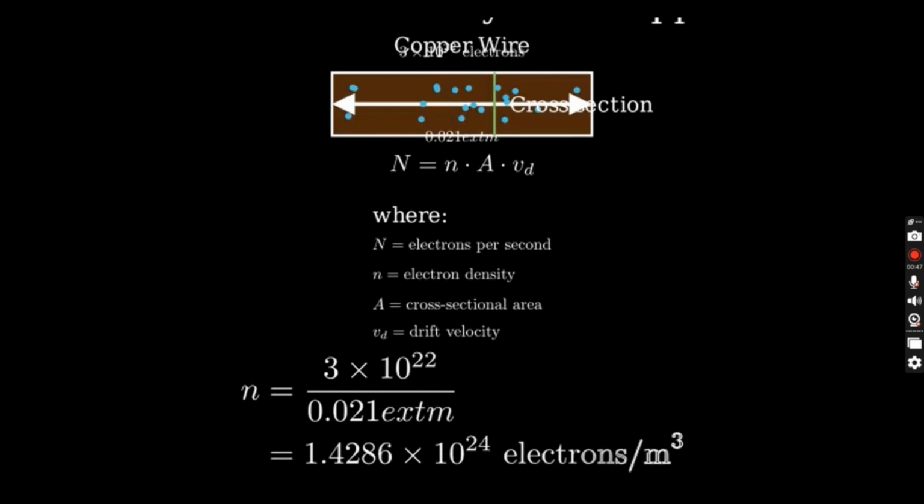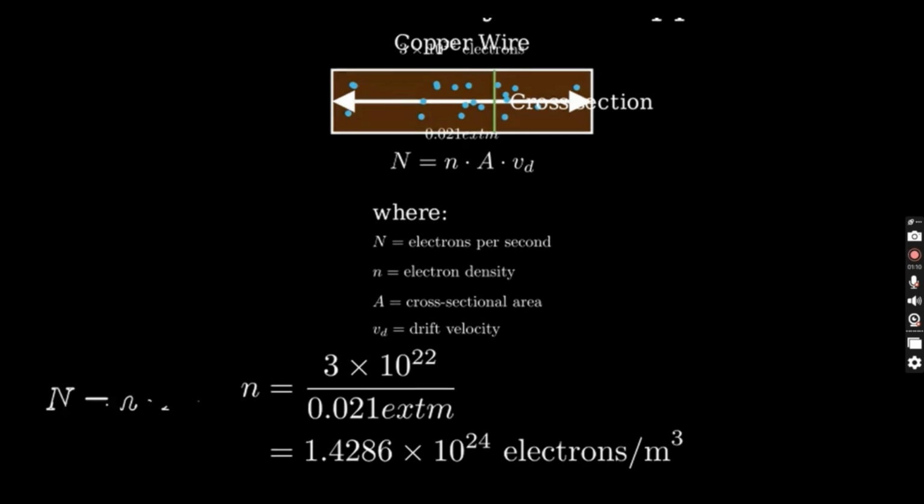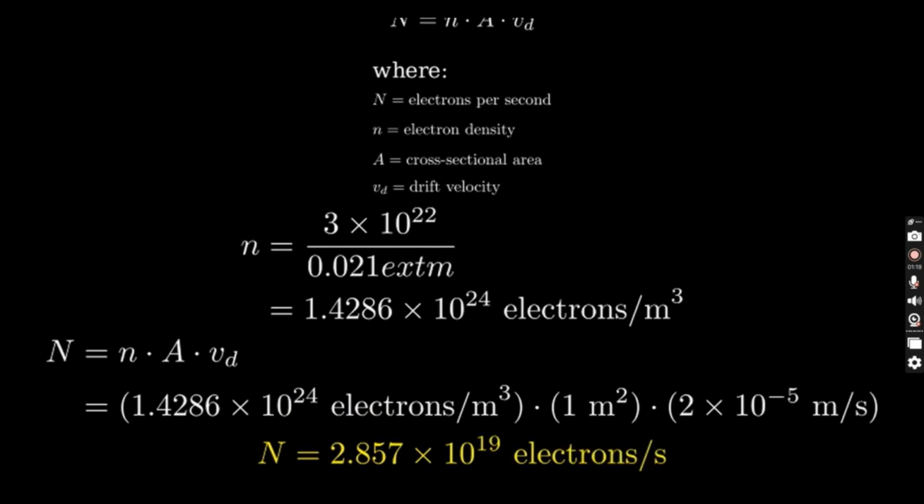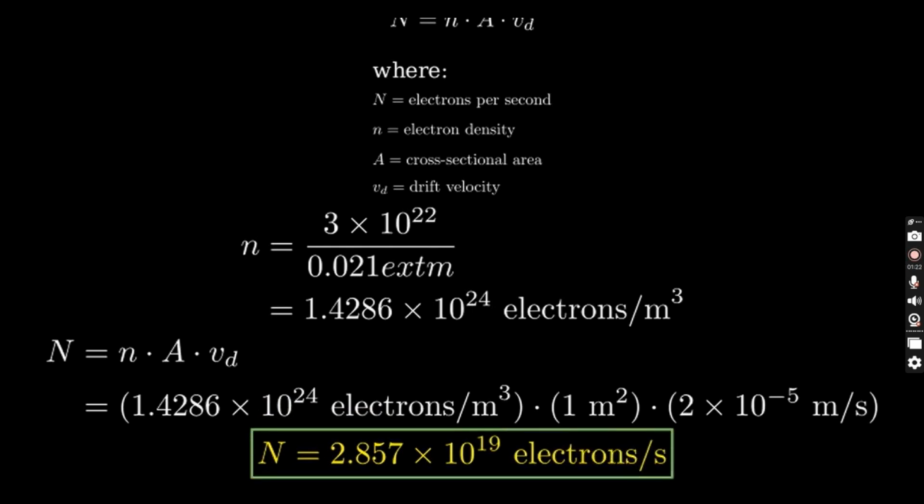We know we have 3 times 10 to the 22nd electrons in 0.021 meters of wire. Dividing these numbers, we get 1.4286 times 10 to the 24th electrons per cubic meter. Now we can plug this density and the drift velocity into our equation. We'll assume a cross-sectional area of 1 m squared for simplicity. This simplifies our calculation. Multiplying 1.4286 times 10 to the 24th by 2 times 10 to the negative 5th, we get 2.858 times 10 to the 19th electrons per second. Therefore, approximately 2.857 times 10 to the 19th electrons pass through any cross-section of the wire in 1 second.